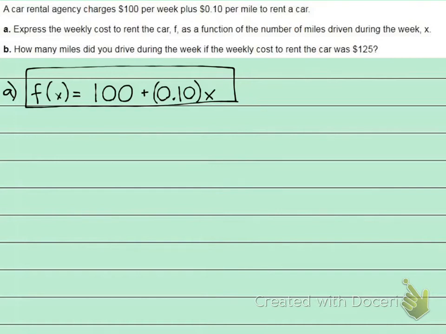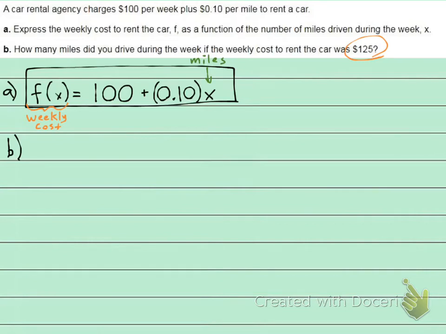And then they're going to go further into this question, and they're going to say, how many miles did you drive if you're paying $125? Okay, so let me remind you, this X here is the number of miles, and the f of x is going to be your weekly cost. So what they're telling us here is that this $125 is our weekly cost. We're paying $125 for the week.